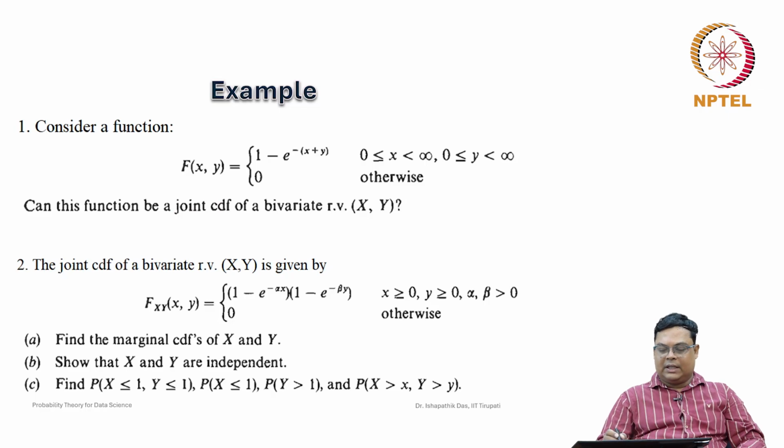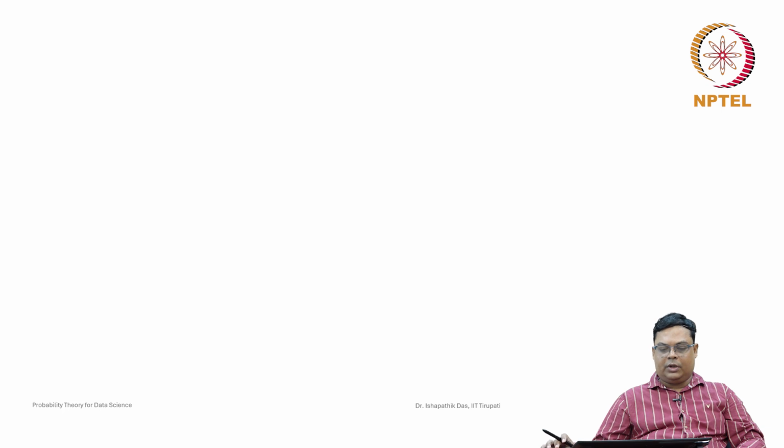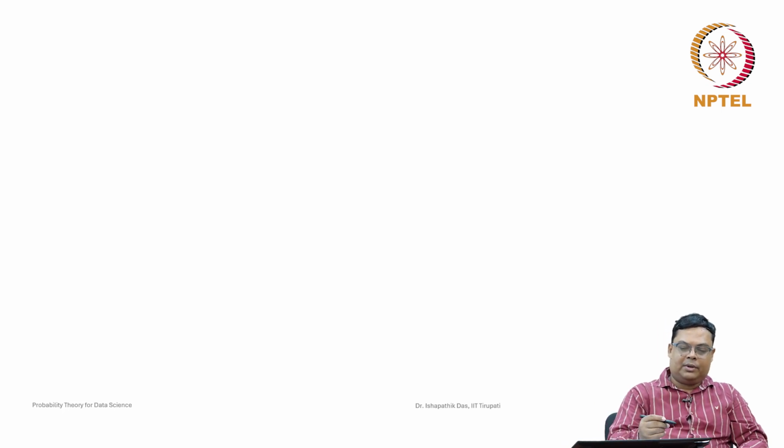So, next is another example. Here it is not asked, but you can check that it may be satisfying all the properties. Here it is asked that the joint C.D.F., the cumulative distribution function of a bivariate random variable X, Y, is given by F_XY(x, y) is 1 minus e to the power of minus alpha x, 1 minus e to the power of minus beta y, for x greater than or equal to 0, y greater than or equal to 0.